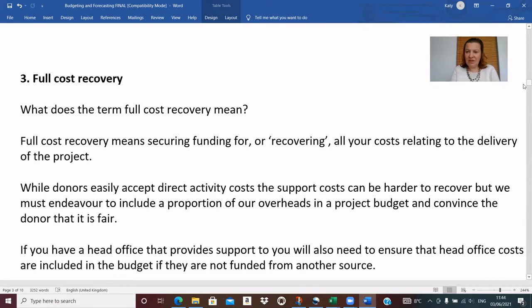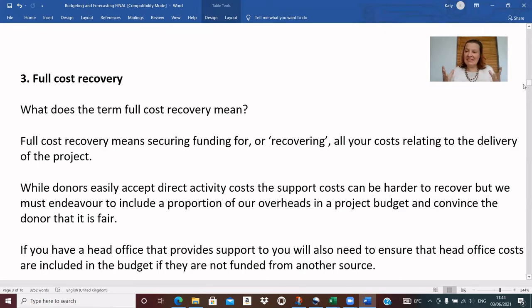So we often refer to the concept of full cost recovery. So what does it mean? Well, full cost recovery means securing funding for or recovering all of your costs relating to the delivery of the project. And when I say all of your costs, I mean all the infrastructure that is essential to deliver your project.